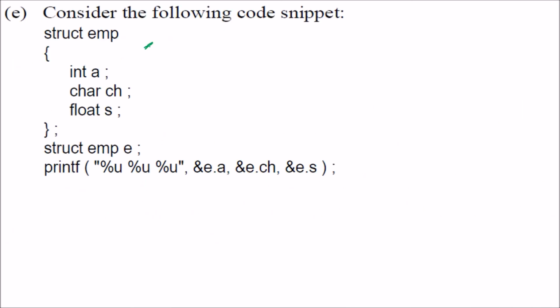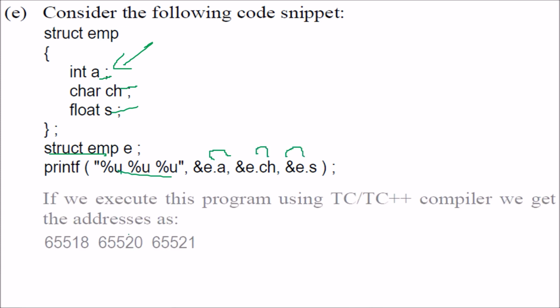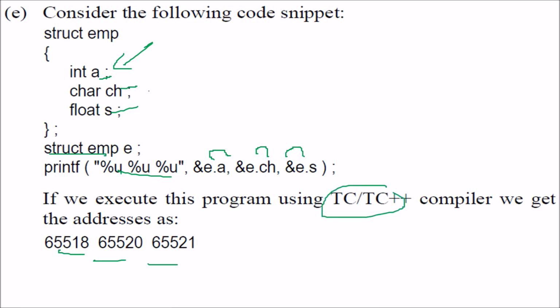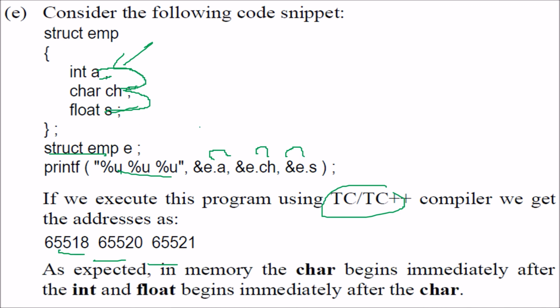And just take one more example here. We have a structure, these are the contents, and now we have structure employee E. Now E dot A, E dot C, E dot S, this is %u, so it is going to give you the address. But in TC++, it will be fine. This will take 2, this will take 1, this will take 4. As expected, the character begins immediately after the integer and the float begins immediately after the character.